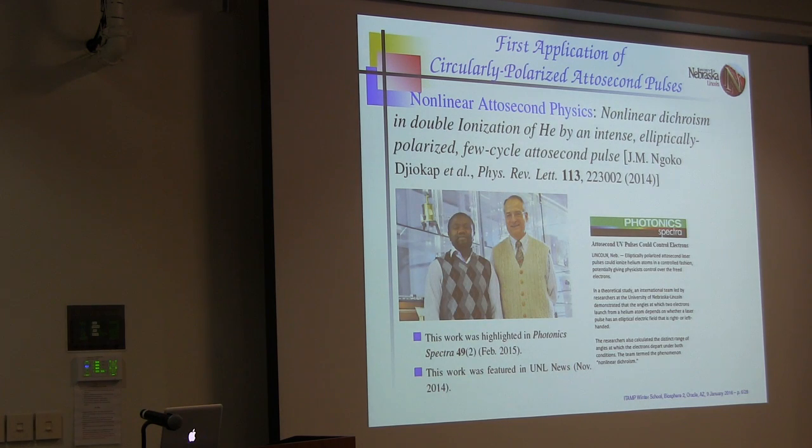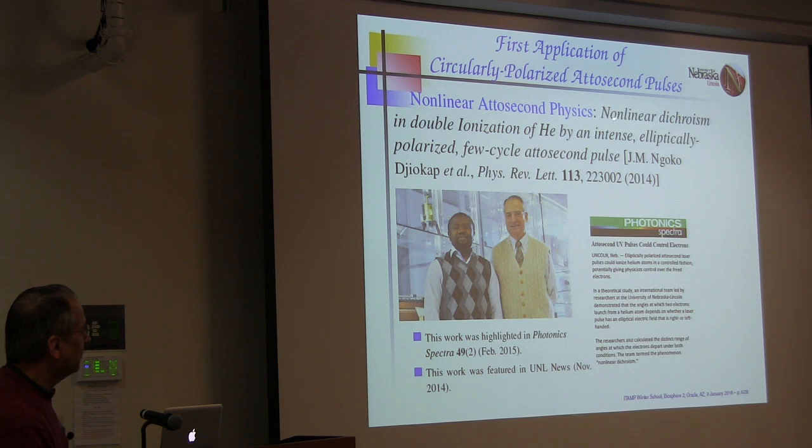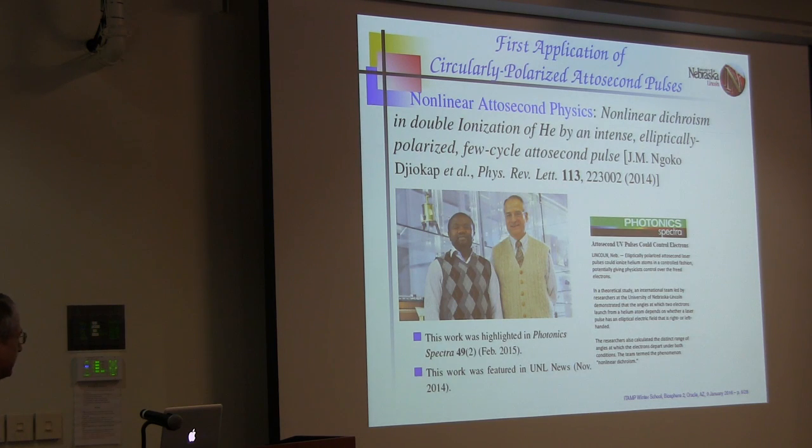Okay, so the first application is circular polarized attosecond, circular polarized pulses applied to nonlinear attosecond physics. We're assuming intense fields, and we've identified a new, what we call a nonlinear dichroic effect in double ionization of helium by an intense elliptically polarized few cycle pulse. The lead author is Marcel here. This picture appeared in Photonics Spectra.